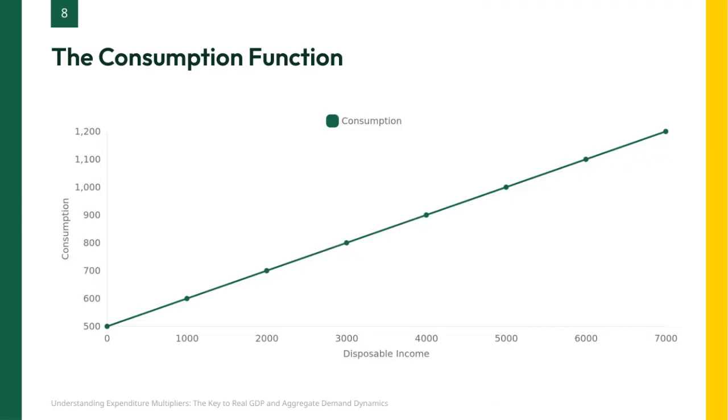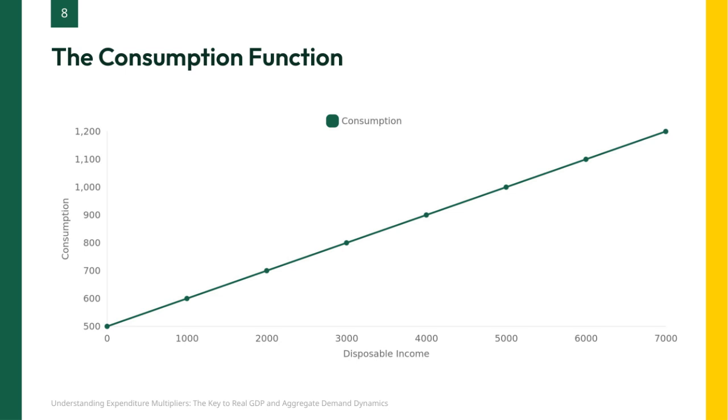Here we see the consumption function represented as a line chart, which shows the relationship between disposable income and consumption. As disposable income increases along the x-axis, consumption also rises steadily on the y-axis. This positive linear trend suggests that higher disposable income leads to greater consumption spending. For example, when disposable income reaches 7,000 units, consumption is at 1,200 units.